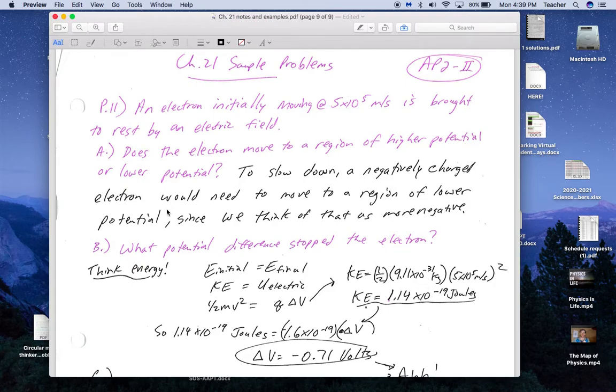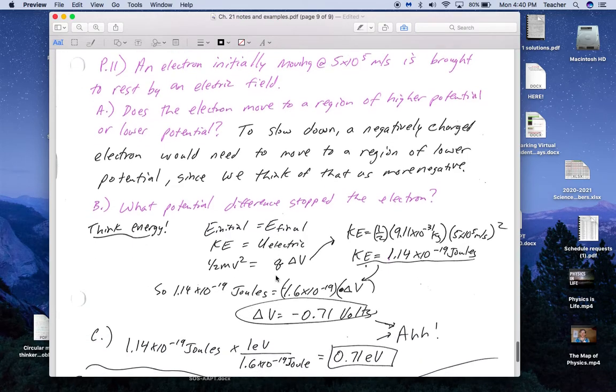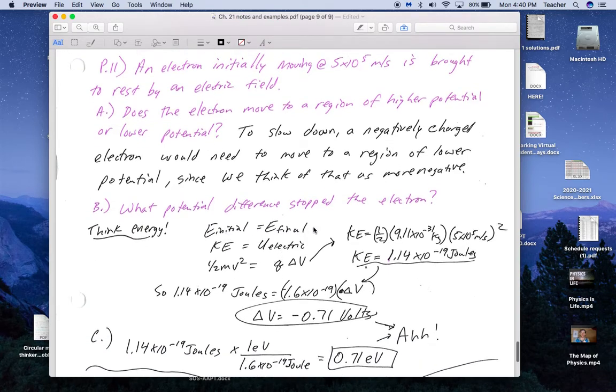Well, we're going to think about energy with this. I always like to start off with something like this: my initial energy is equal to my final energy. It's just in a different form. That's not true if the energy is leaving the system, but here it would not be leaving the system because there's not any push on it from an external force. We're thinking of everything inside the system.